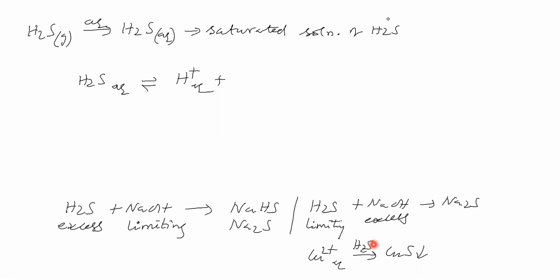Now this indicates what? Here we are getting CuS. Here we are getting Na2S. Here we are getting NaHS and Na2S. Now what is the anion present here?